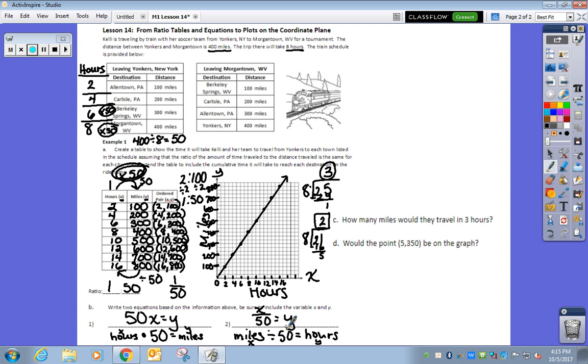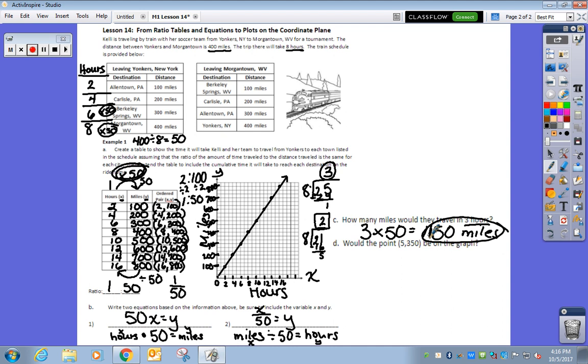Now there are some extra questions here. One is, how many miles would they travel in 3 hours? So we can use our equations. Here, we would use the first equation. We have the number of hours, and we're trying to get the number of miles. So we would take the number of hours and multiply them by 50 to get the number of miles. So I would do 3 times 50, and that would give me 150 miles. Simple, easy as that. Just taking the number of hours, multiplying it by 50.